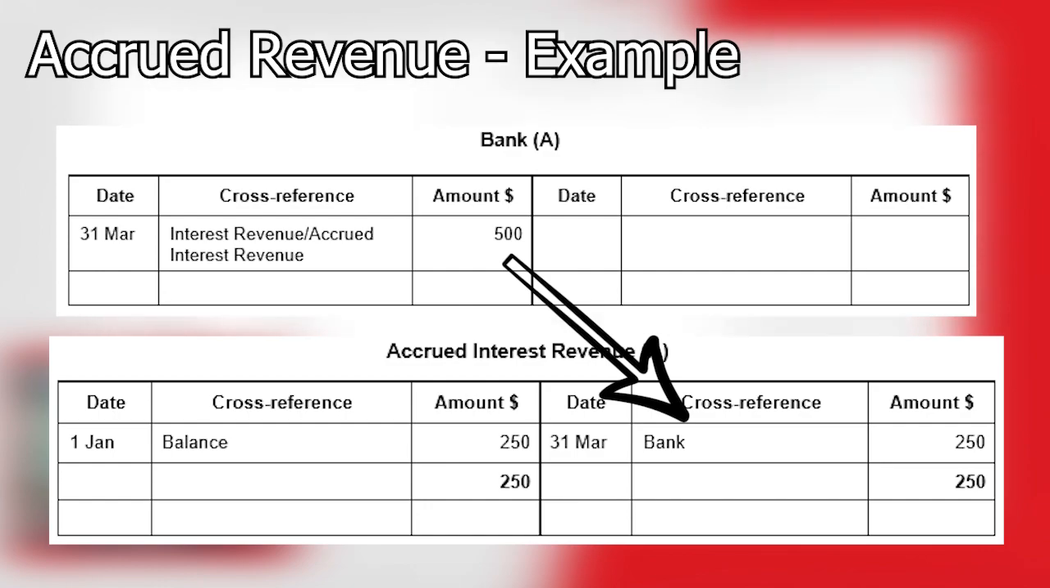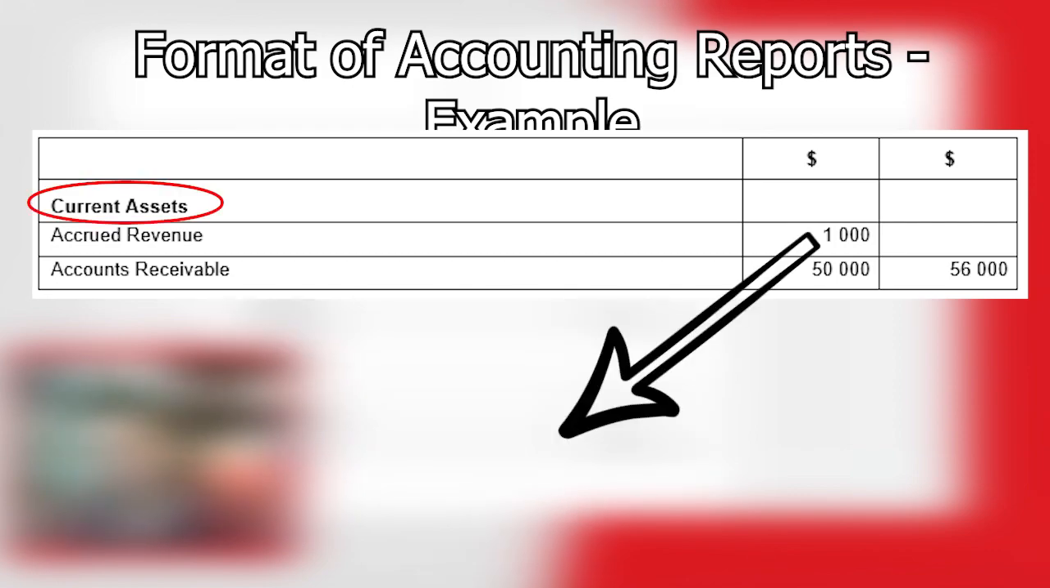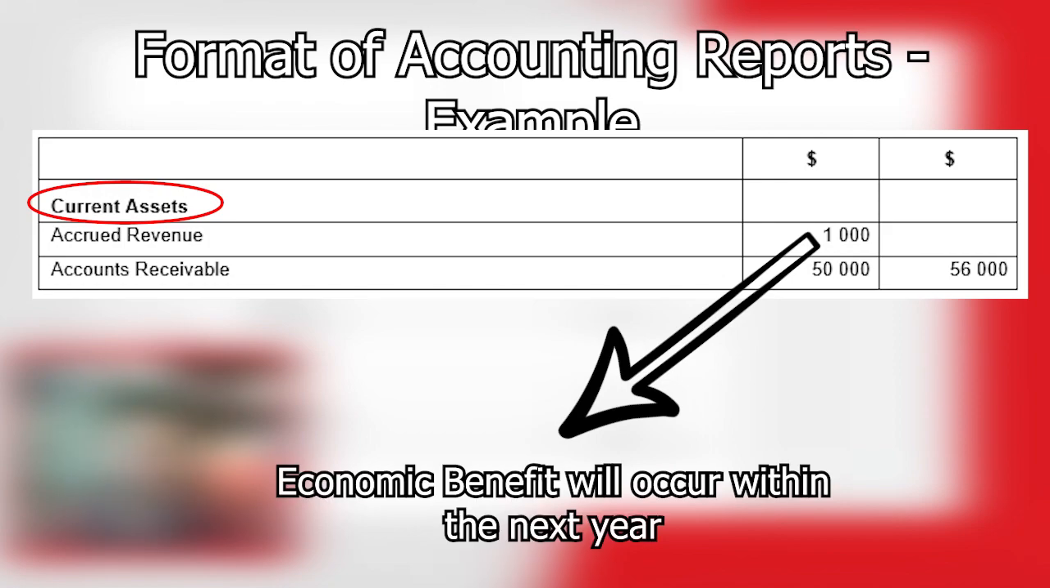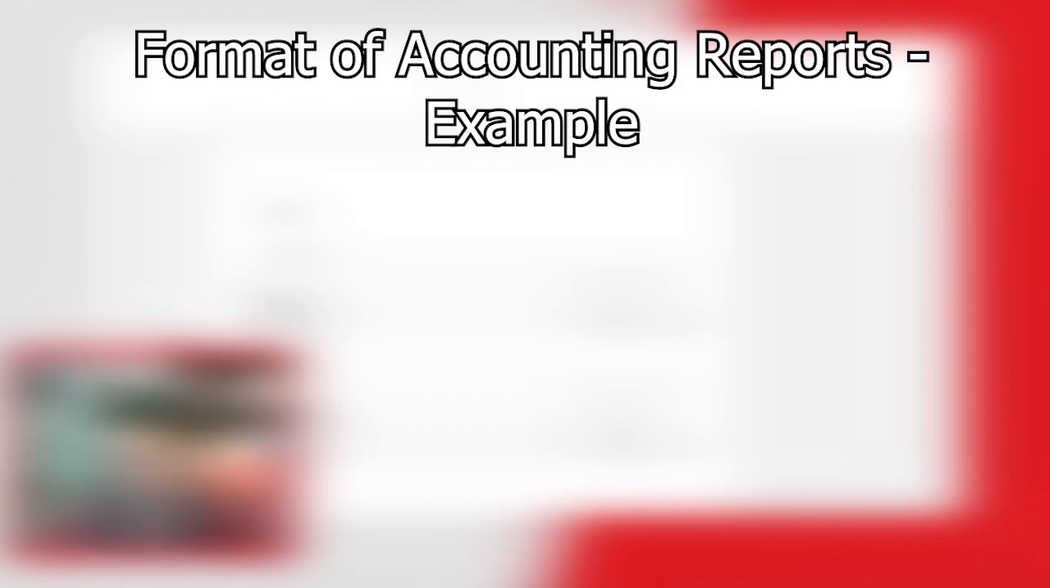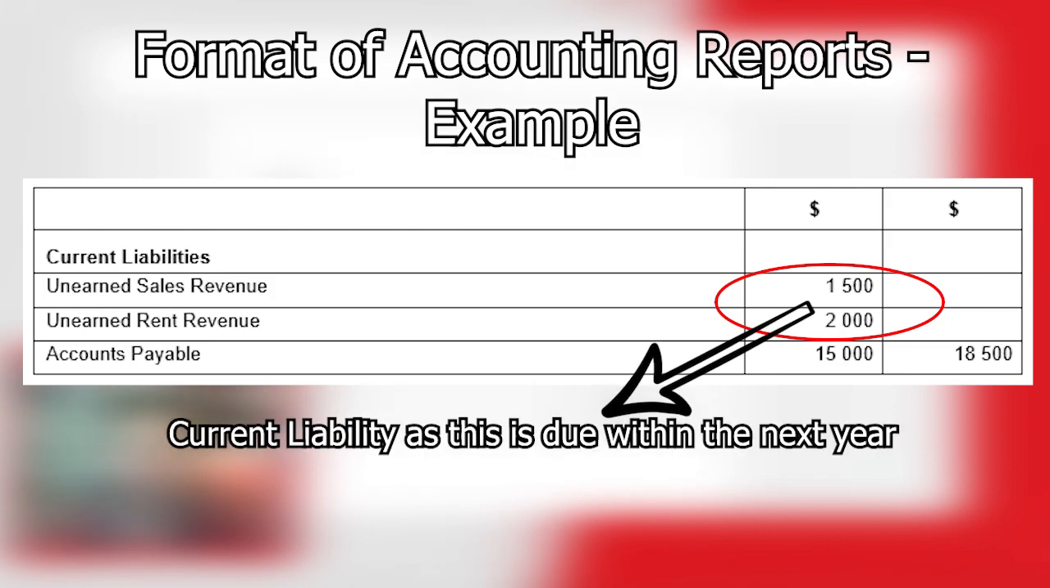So if we have a look at the balance sheet, we can see the accrued revenue account is a current asset. So that's an important little bit to note. Meanwhile, as we stated previously, unearned sales revenue and unearned revenue, so unearned sales versus unearned revenue, there is a difference. Both are current liabilities, similar to, say, an accounts payable.